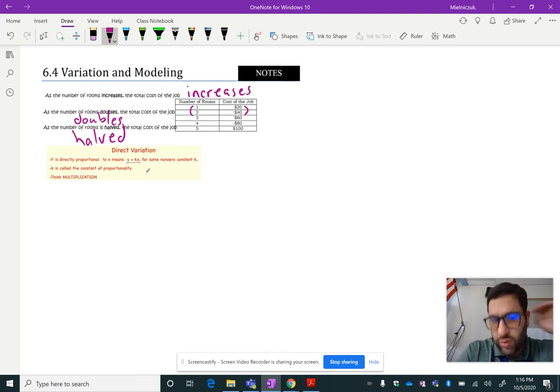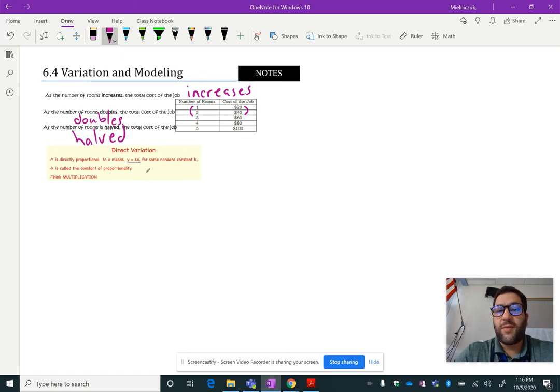So some keywords you'd hear for direct variation is, and this is a big one, y is directly proportional to x, which means algebraically that you have y equals k times x for some non-zero constant k. When you say for some non-zero constant k, that's a fancy way of saying don't make k zero, because then everything goes away. K is called the constant of proportionality.